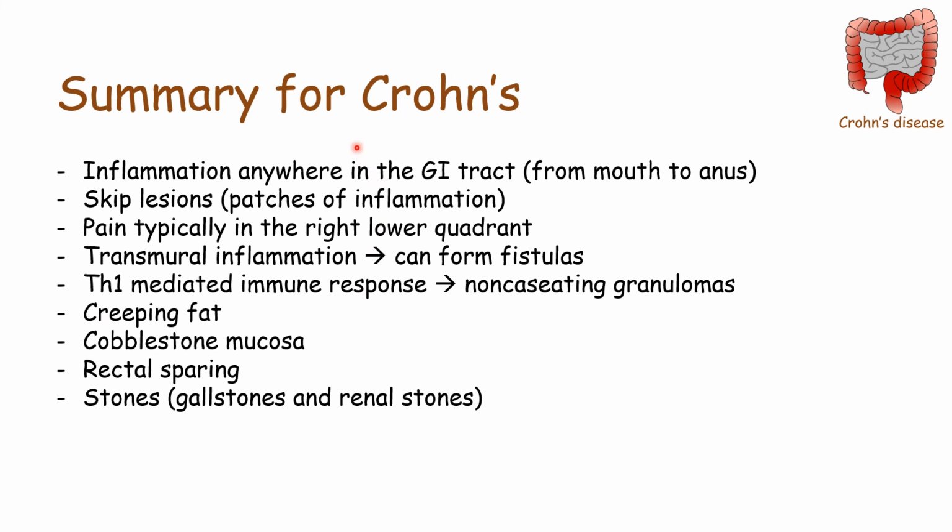So just a quick summary for what we talked about in Crohn's disease. You're going to have inflammation anywhere in the GI tract, so from mouth to anus. You're going to have skip lesions, so patches of inflammation in between healthy portions of bowel. The pain is typically in the right lower quadrant due to that terminal ileum involvement. You're going to have transmural inflammation, which can lead to fistulas.